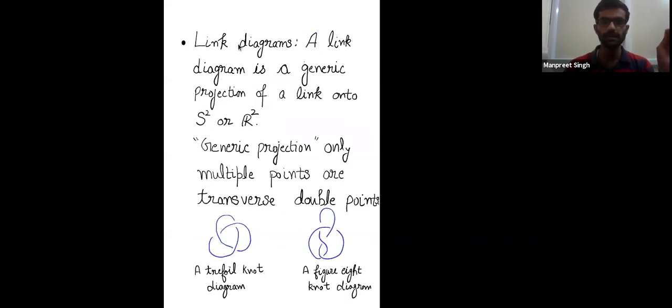By a link diagram we mean a generic projection of a link over a sphere or a plane. In a generic projection, we mean the only multiple points in the projection are transversal double points. Here is an example of a projection of a trefoil knot and a figure-8 knot diagram. At these points in the projection, we are indicating the under arcs and the over arcs.